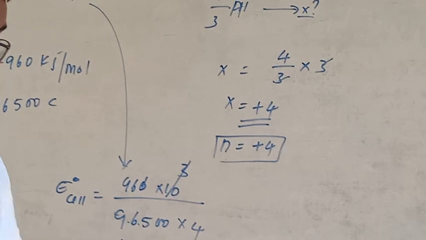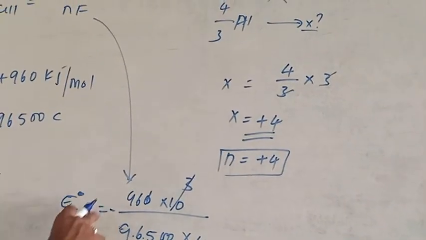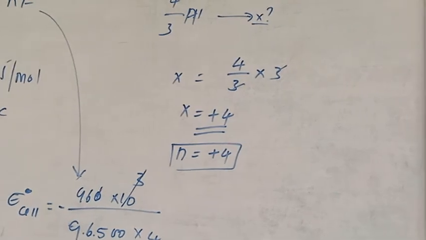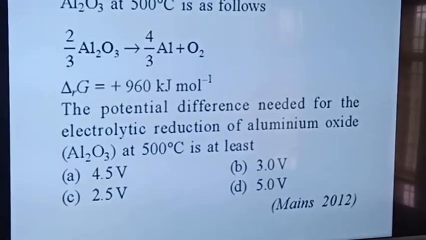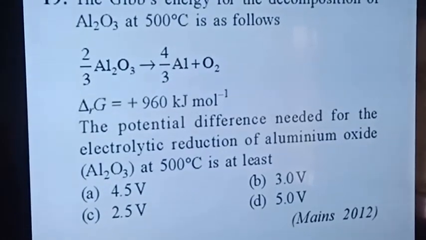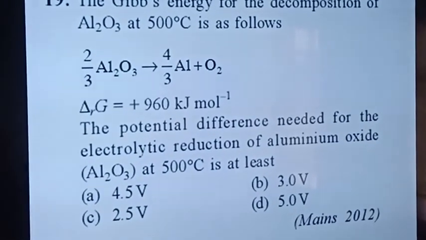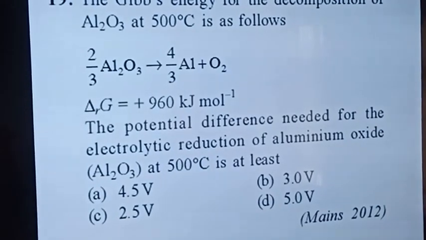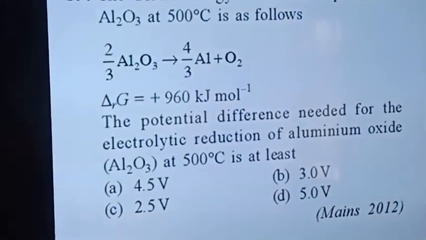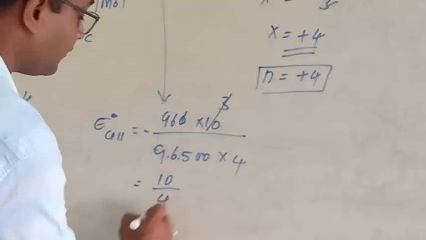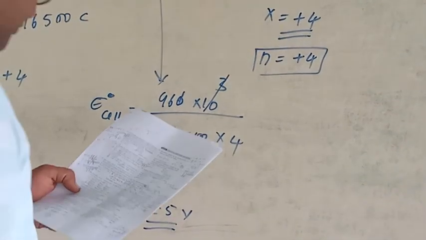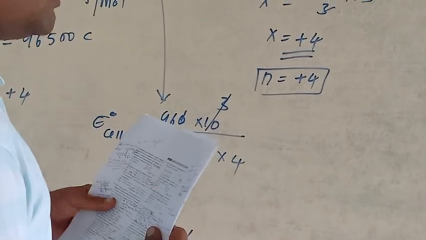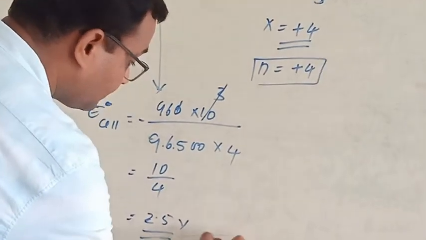10 by 4. Here one thing is a minus value, it comes under minus value, but see, decomposition is taking place, with the given value itself delta G naught plus 960. If it is spontaneous, it must be negative, but given is plus 960. In this equation, no signs are mentioned, only the complete numerical value you need to write down. Then the obtained value is 10 by 4, that is 2.5 volt. And the correct option is option C.